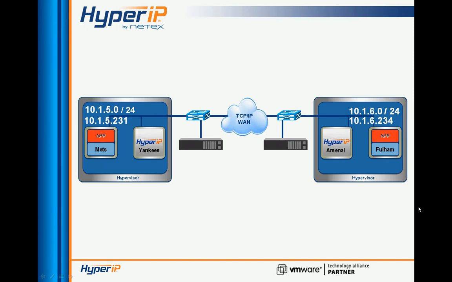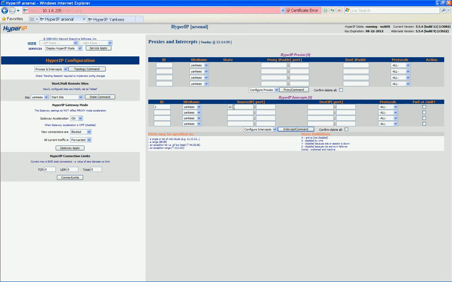The source and destination IPs define the traffic that will be intercepted. The source IP address is a host or network on the same side of the WAN as this HyperIP. The destination IP address is a host or network on the other side of the WAN. An IP address may be wildcarded on a byte boundary. A blank port entry includes all ports for the configured IP address.